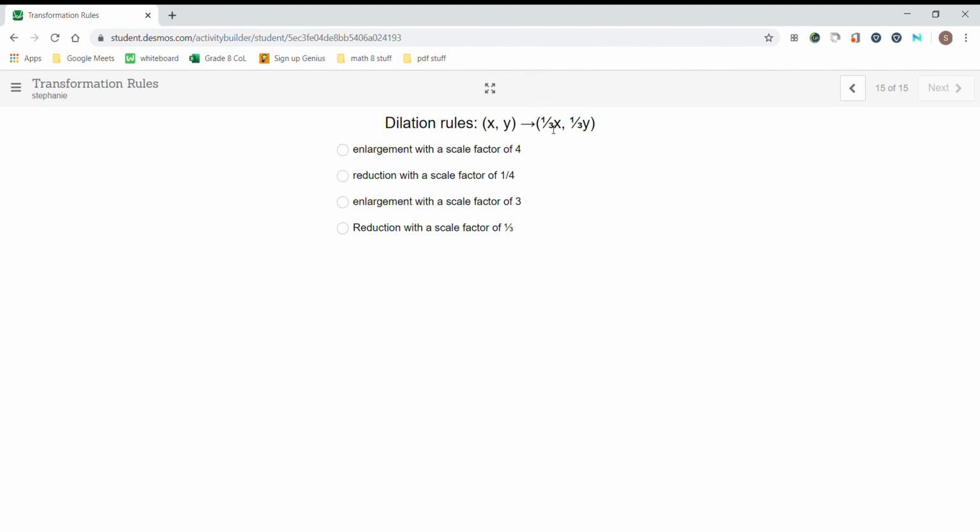This one has 1/3 x and 1/3 y. So is it a reduction or an enlargement? Well, it's a fraction, so I'm getting smaller. And the ones that I have for reduction are a reduction of a scale factor of 1/4 and a reduction of a scale factor of 1/3. Well, I only have 1/3 in the problem, so it cannot be 1/4. So use process of elimination to figure out what the answer would be. In this case, it would be a reduction of a scale factor of 1/3.